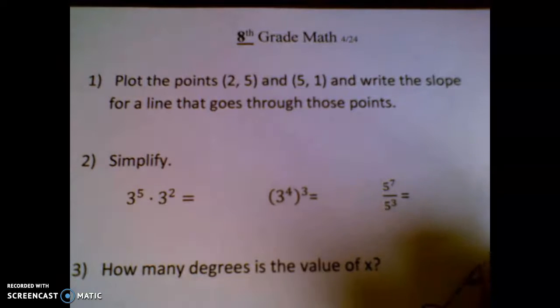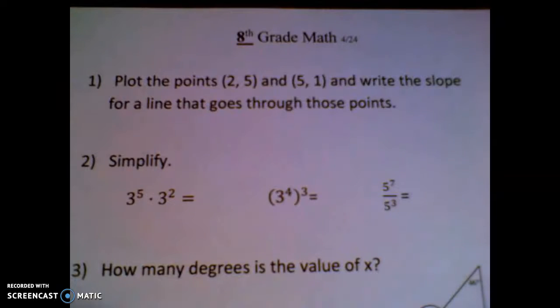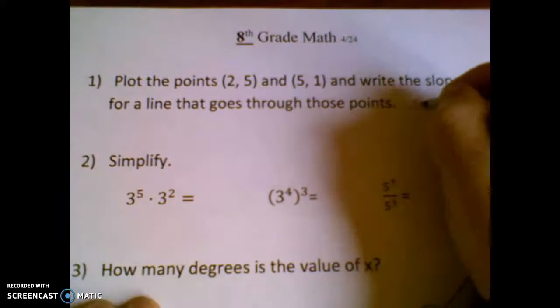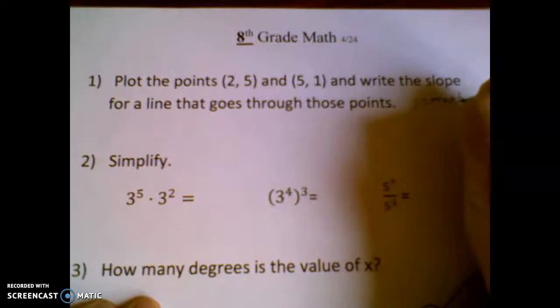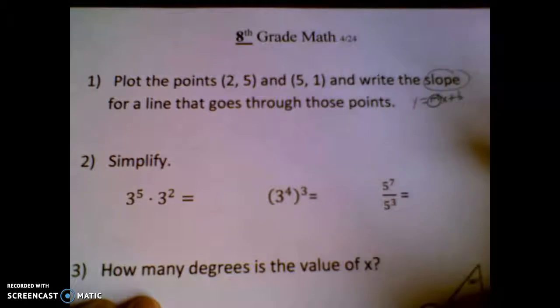Here are the answers to the warm-ups for April 24th. It says plot the points and write the slope for a line that goes through those points. So what we're trying to find is, if you wrote the linear equation, the value of m, of course, is the same thing as the slope.